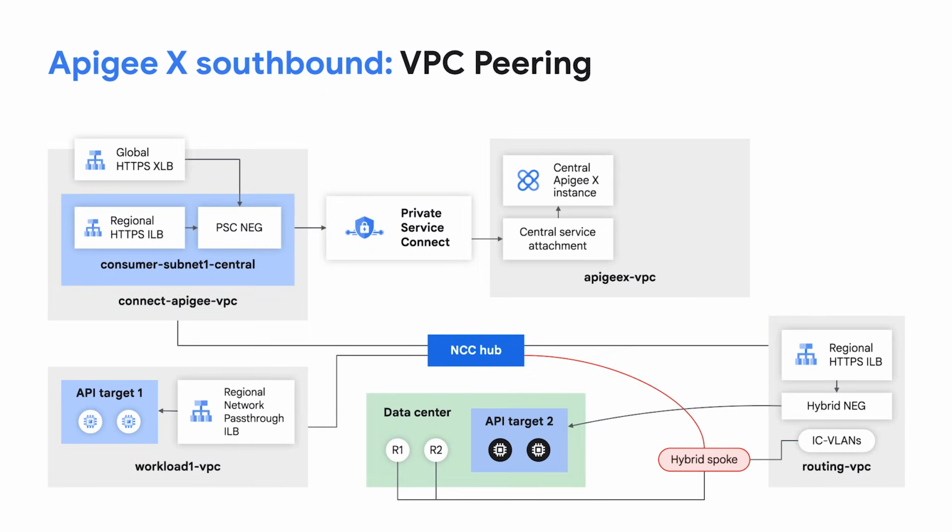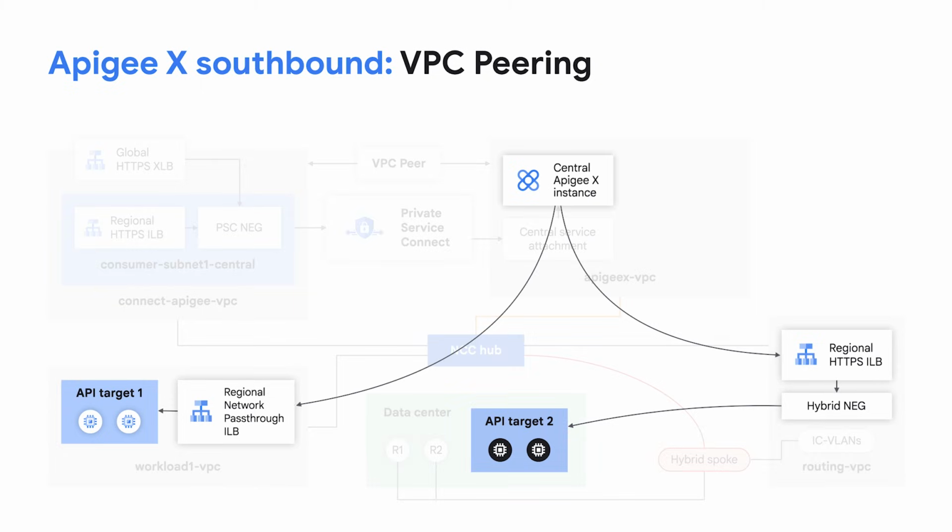Moving on to VPC peering southbound patterns. It's very important to remember that you must configure Apigee as a producer spoke on the NCC hub. This will ensure that NCC will propagate all routes from the Apigee tenant VPC. With producer spoke configured, Apigee can route to any type of API target in any VPC, whether it be a compute engine VM, a service exposed by a load balancer, or even directly to services on-prem or in other public clouds connected via interconnects or VPNs.